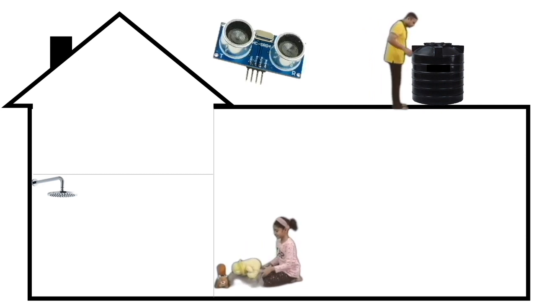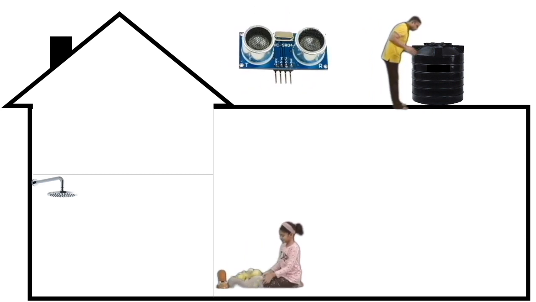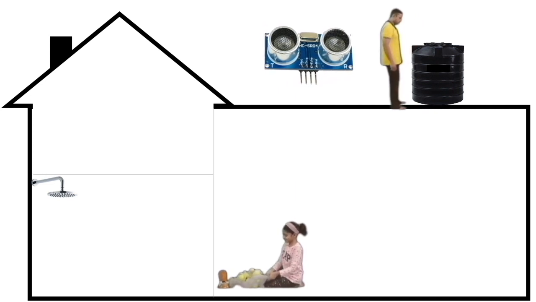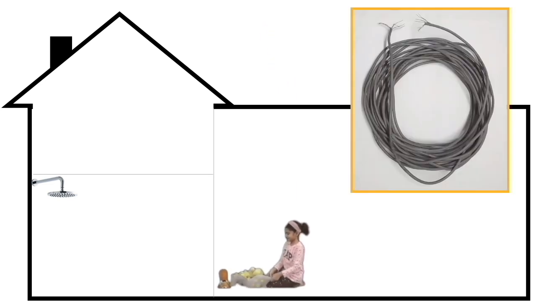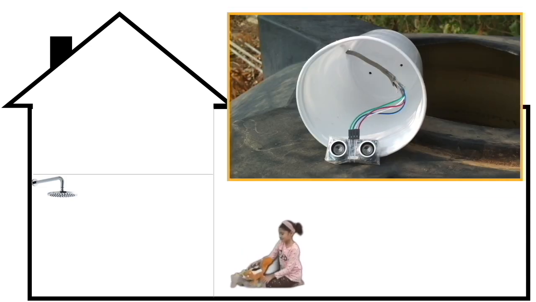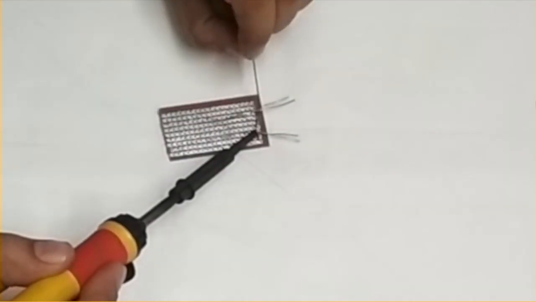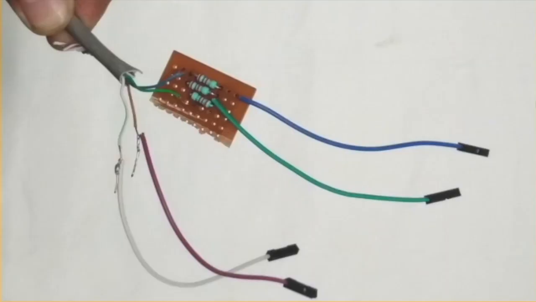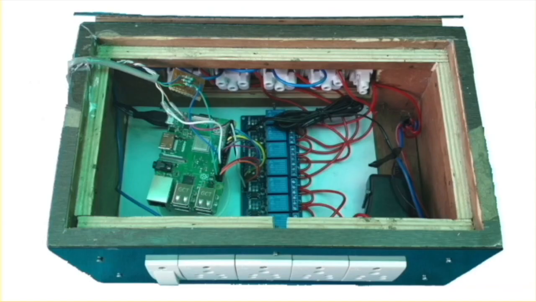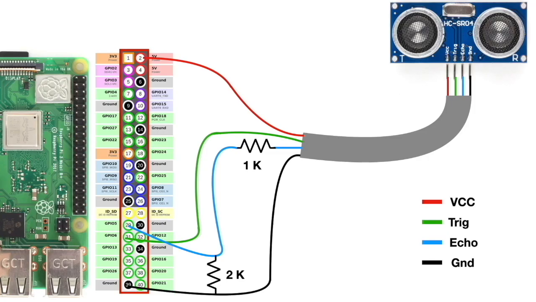I installed an ultrasonic distance sensor inside the tank on the top surface facing downwards. Used a LAN cable and connected the sensor at one end. Laid the cable till Raspberry Pi box inside the house. Prepared a simple level converter circuit and connected the other end of the cable to Raspberry Pi through this circuit. The connection diagram is shown on the screen.